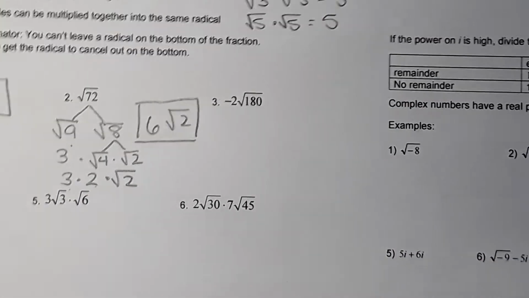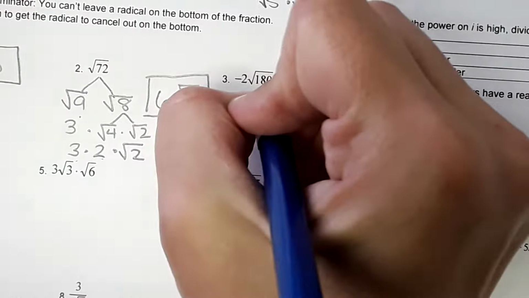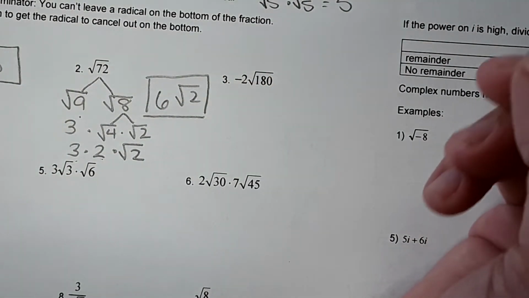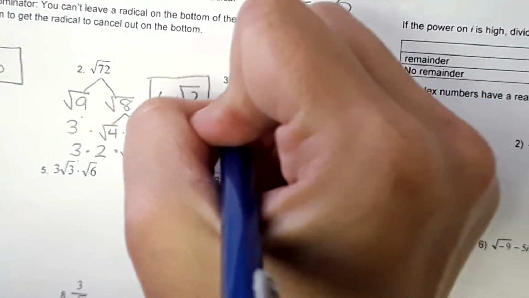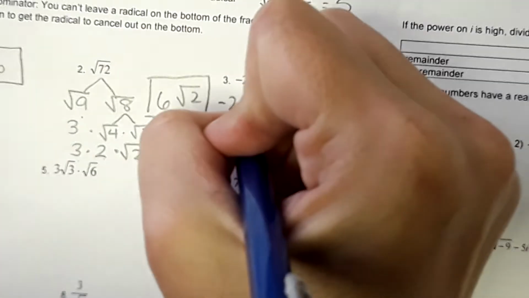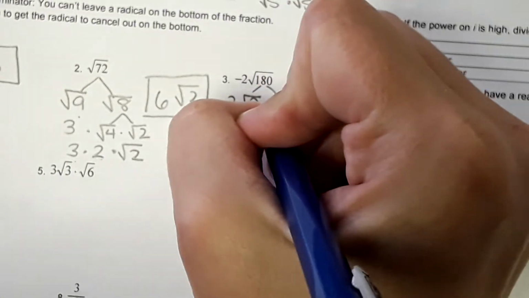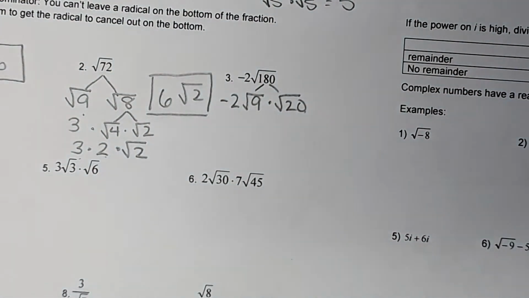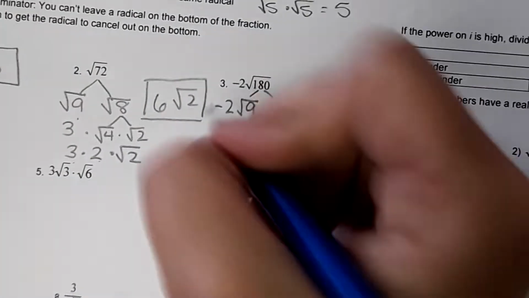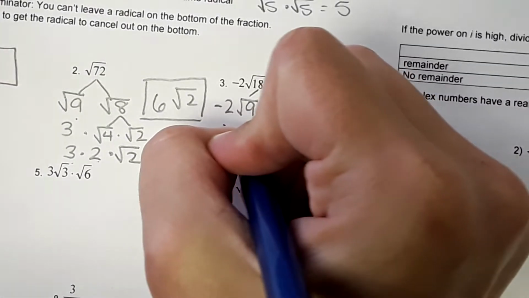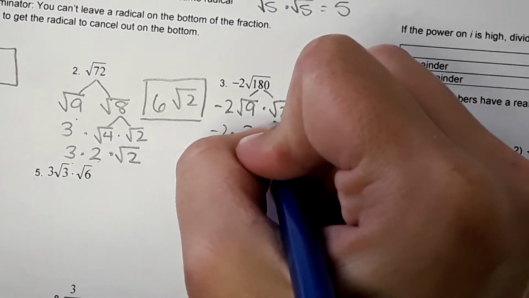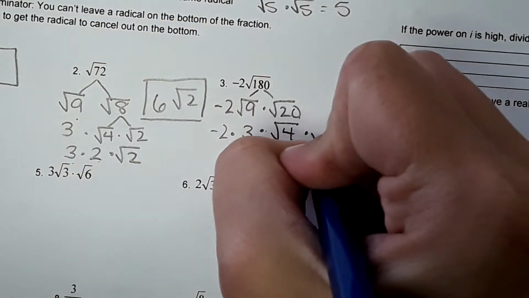Okay, number 3. We have -2 and 180. For 180, I know I can pull out a 9, which has a perfect square, so I might do that to start. So -2, and then from 180, I can do times square root of 9 times square root of 20, because 9 times 20 is 180. And so I do -2, square root of 9 is 3, and then for 20, I'm going to continue breaking it up, which I know I can break up as square root of 4 times square root of 5.